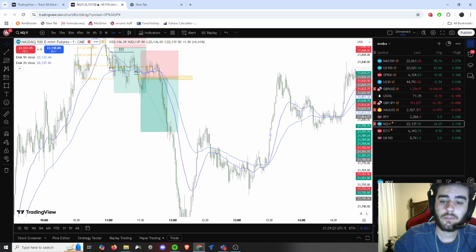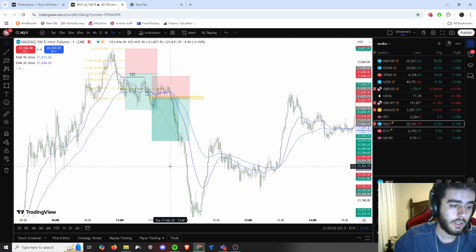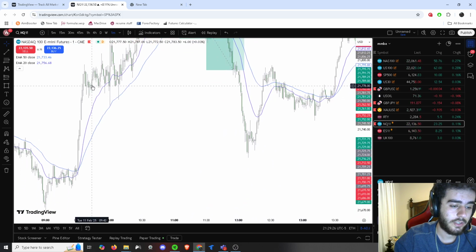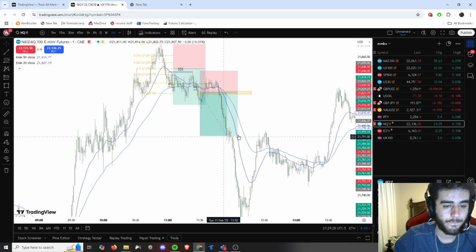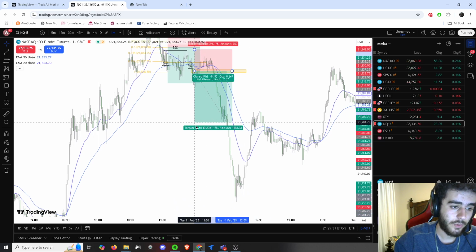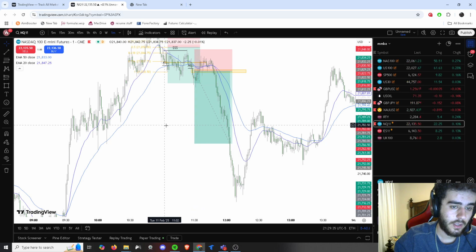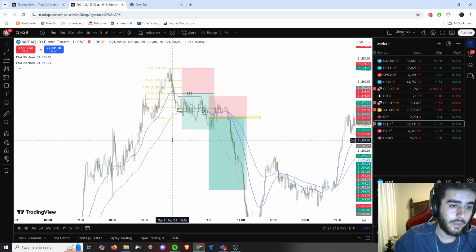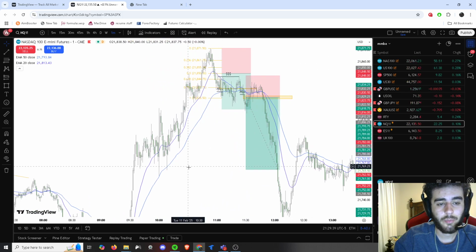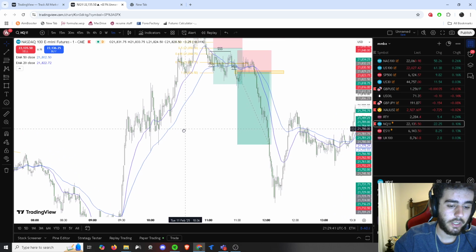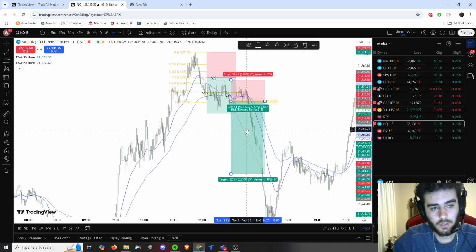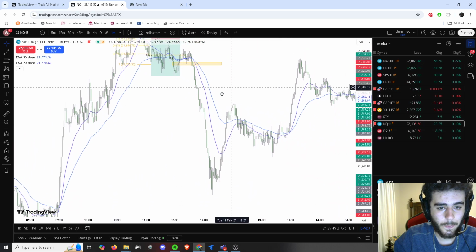Funny enough, it also came down to the 10 a.m. range, which is completely fine. If you want to take these to these lows, you can. This is called a silver bullet. You'll see this kind of price action during 10 a.m. So that was an example.